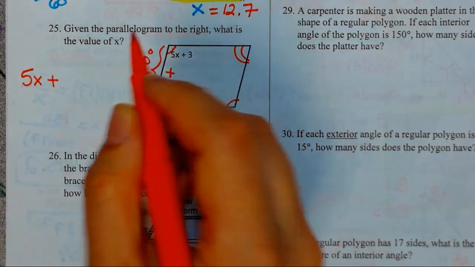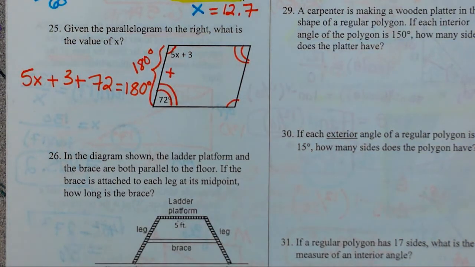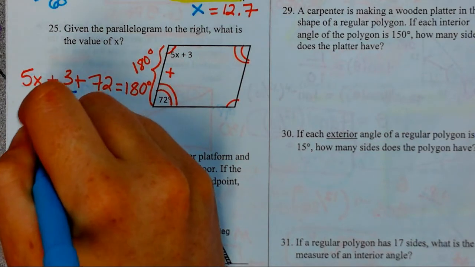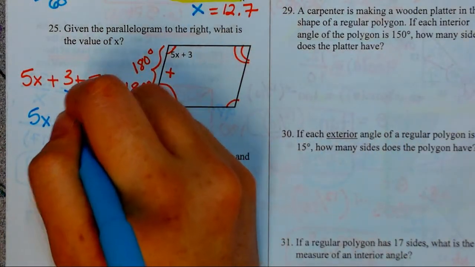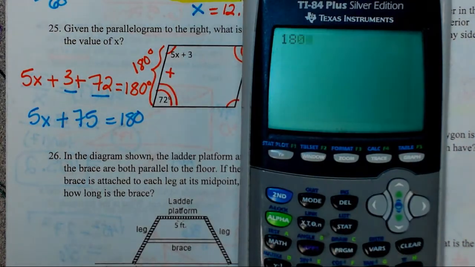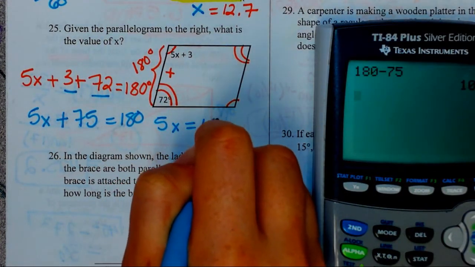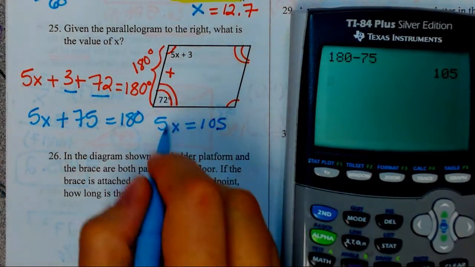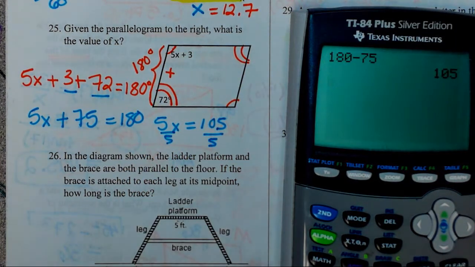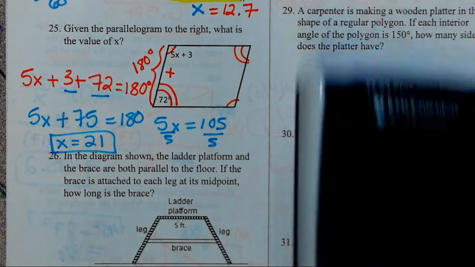So this is 5x plus 3 plus 72 is equal to 180 degrees. After we set it up, it becomes an algebra problem. So 3 plus 72 becomes 5x plus 75 is equal to 180. I'll do 180 minus 75, so we get 5x is equal to 105. Then I divide by 5, so x is equal to 21. That's your answer.